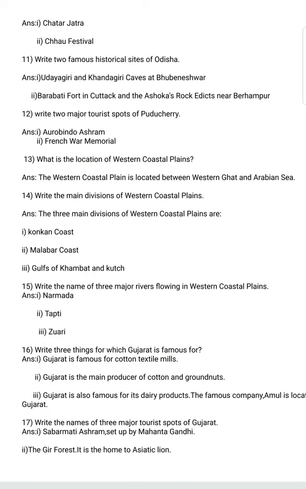Next, so this is important. I have given a tick. Write the main divisions of the Western Coastal Plains. This is very important: main divisions of Western Coastal Plains. You can check on the map. I have shown it in the video. The answer is Konkan Coast, Malabar Coast, then Gulf of Khambhat and Kutch.